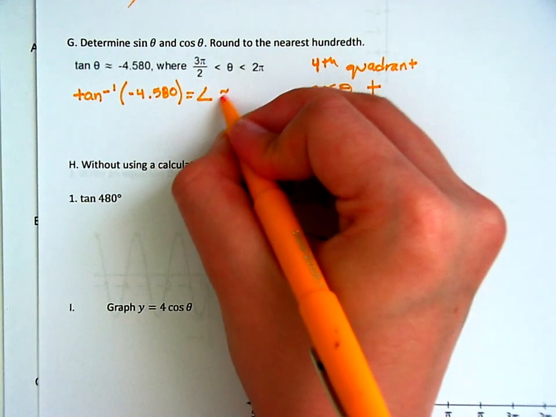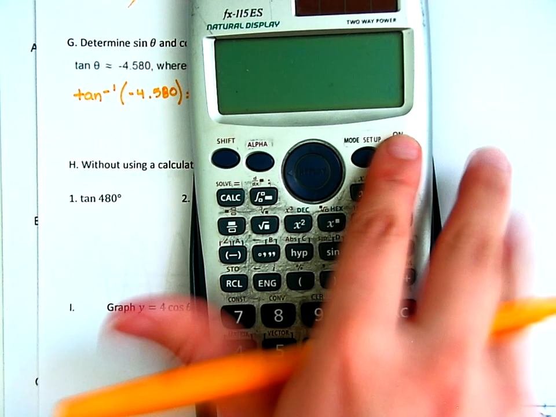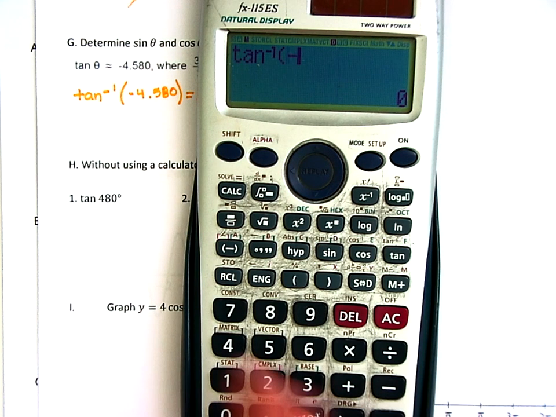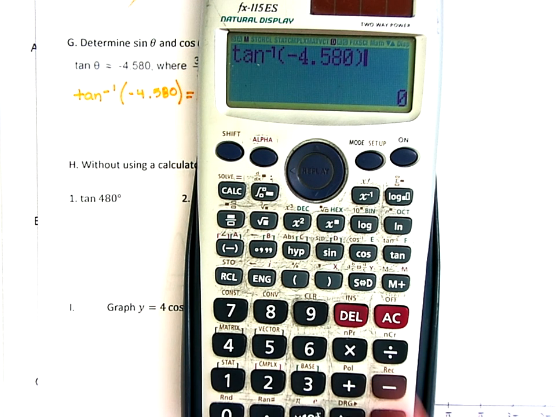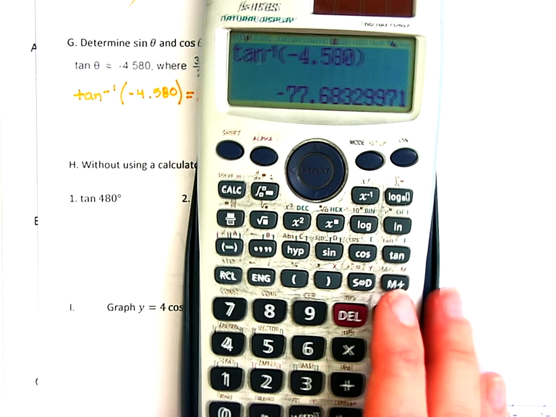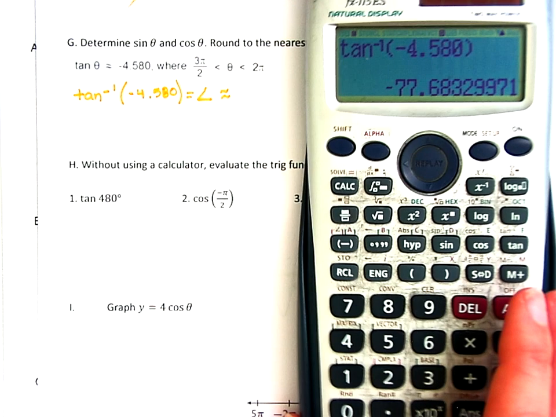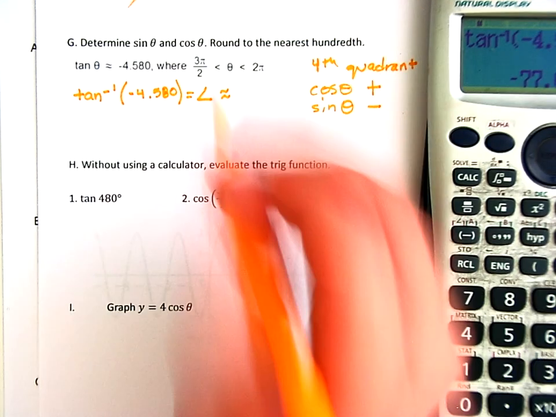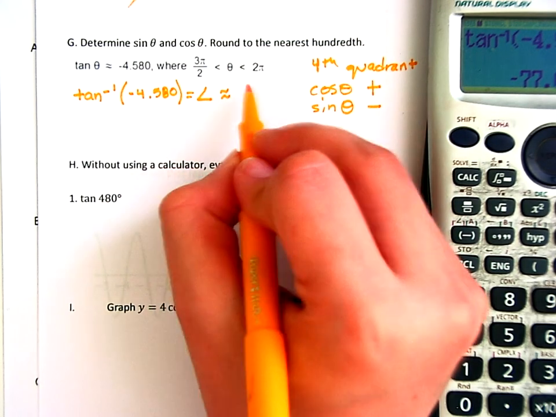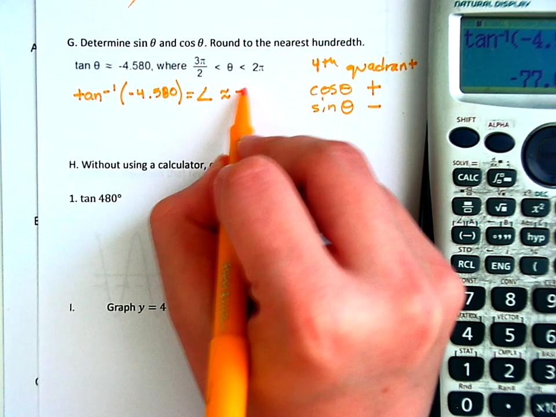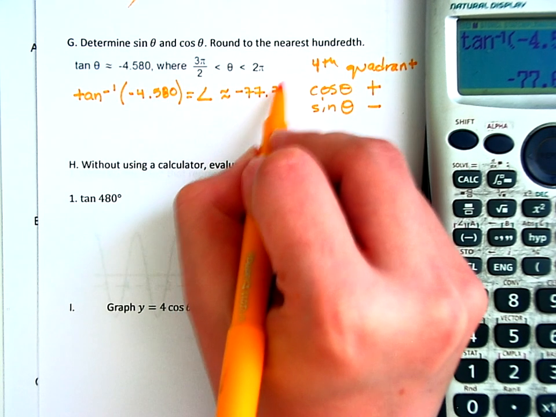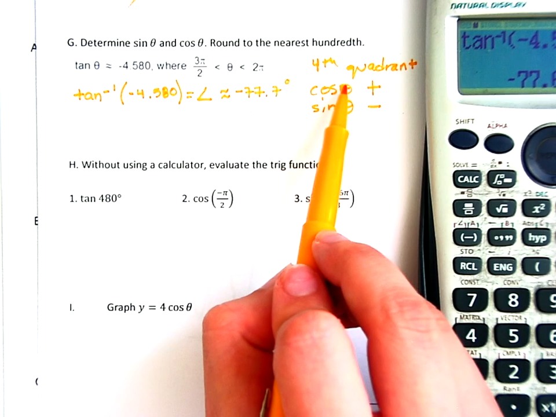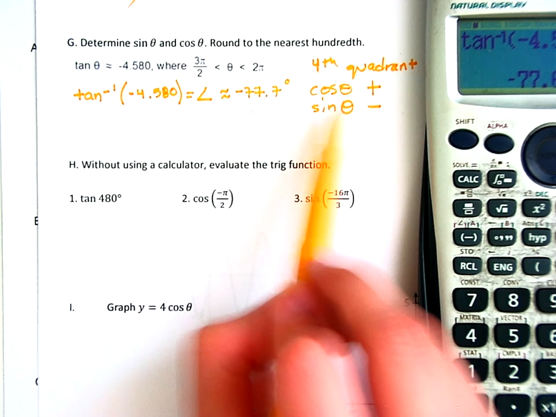Okay, so in our calculator, we're going to do tangent inverse of negative 4.580. And so my calculator is telling me that the angle is negative 77.68, right? So if I round that just for writing purposes, I'm going to keep that in my calculator. This is about negative 77.7 degrees. Then if I know what the angle is, all I have to do is calculate cosine of that angle and sine of that angle.